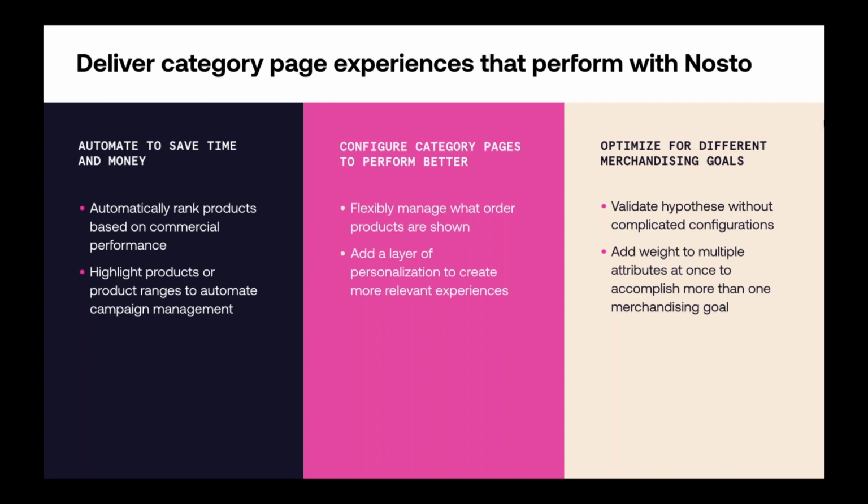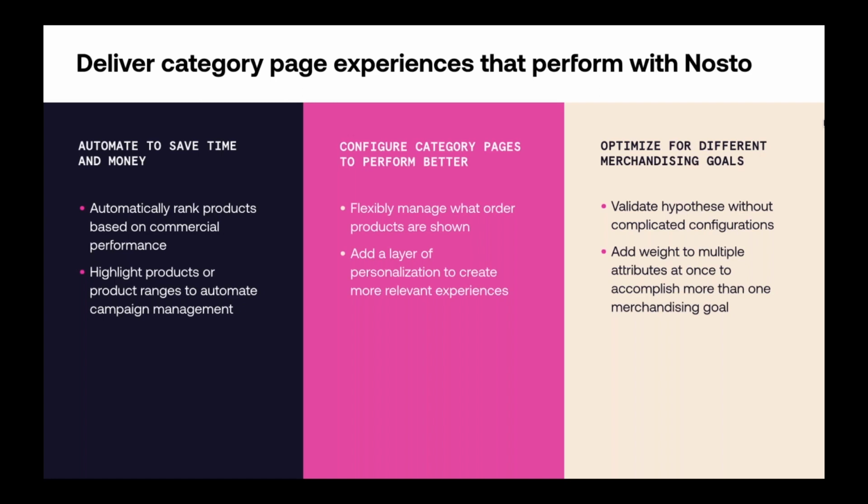So, the first and most important aspect is automating your merchandising to save time and money. And this is what you can really achieve with category merchandising. So, automatically ranking products based on commercial performance. I'm imagining that commercial performance is something that we probably all want to focus on more right now.